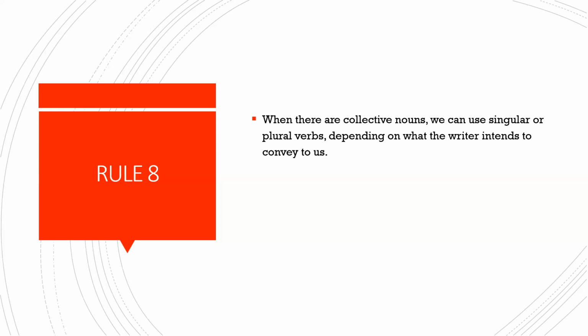Is the writer conveying a single unit or using more than a single unit as a subject? You need to understand that. It will come with practice. Don't worry about it. Here's an example for you. The audience is enjoying the play. So now it's the audience, and there are many people in the audience. And yet we are using is. Why? Because we are talking about the audience as a single unit, one group of people. The audience is enjoying the play.